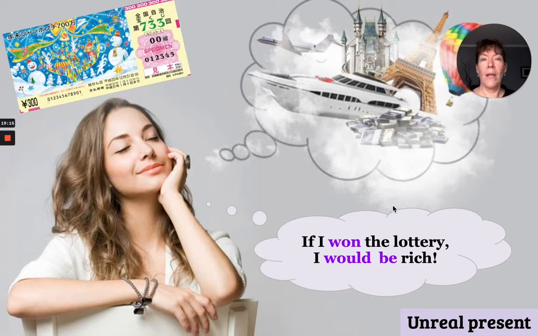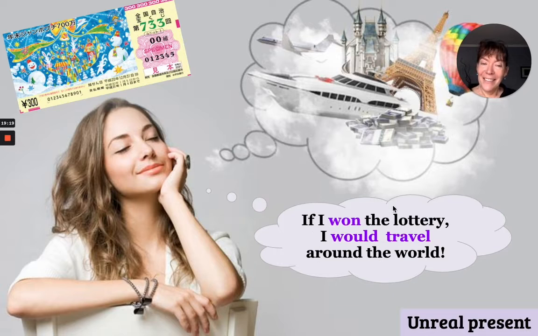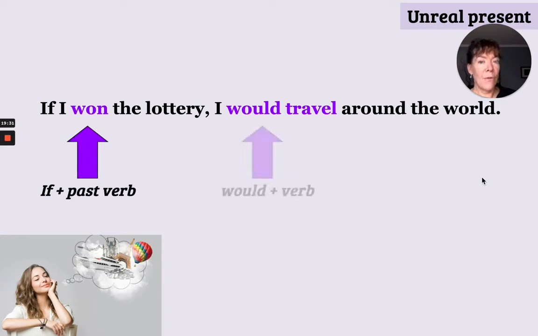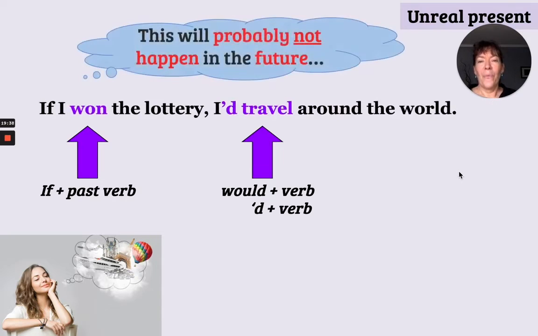If I won the lottery, I would be rich. If I won the lottery, I would travel around the world. Unreal present or unreal future. If I won the lottery, I would travel around the world is a past tense verb plus would plus the verb. Right. Or D, would, I'd travel.